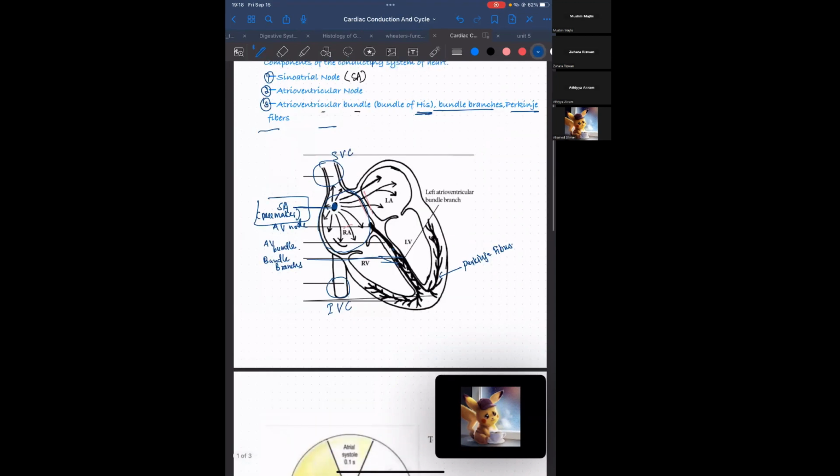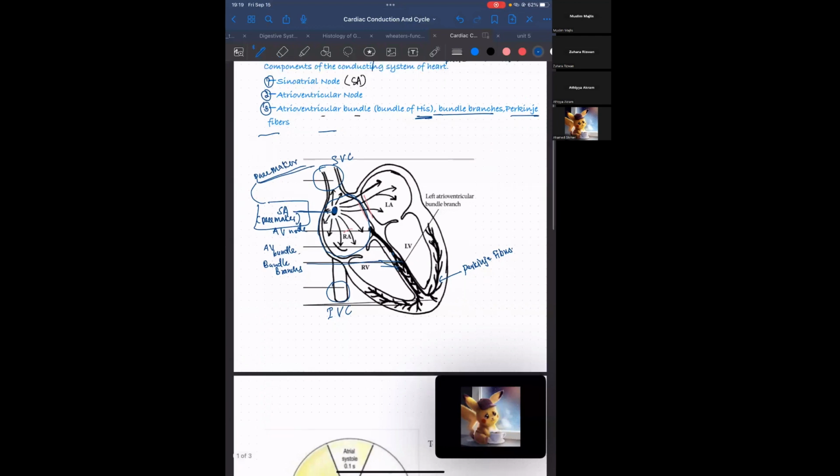Why is the SA node called the pacemaker of the heart? Because it has the ability to generate its own impulses. I lost you all from the beginning, so I have to explain this.